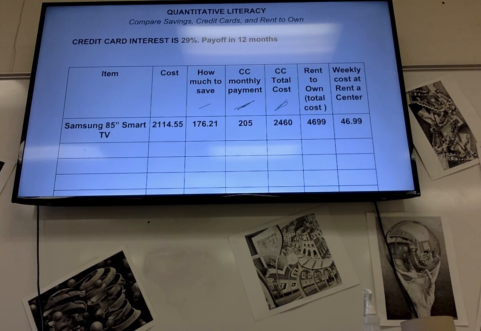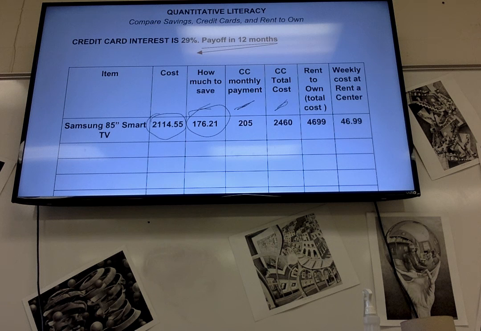So if it says cash cost or same as cash cost, that's the amount I put there. How much to save? So notice it says up here, payoff is in 12 months. So I took this 21, 14, 55 and divided it by 12. So if I save that much a month, I can buy it in a year.